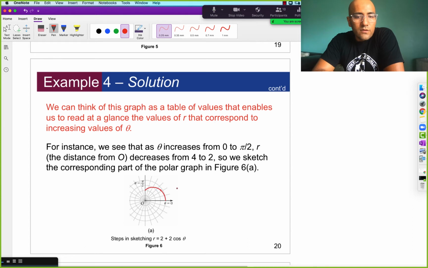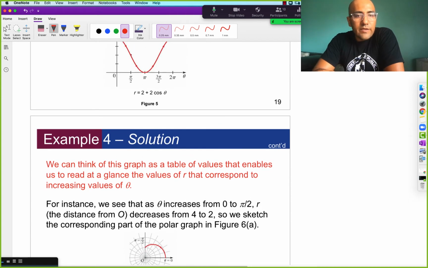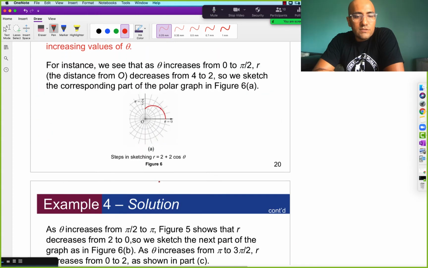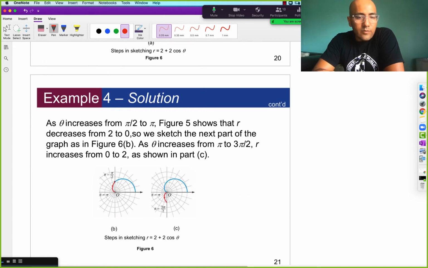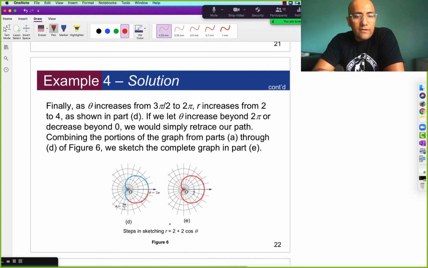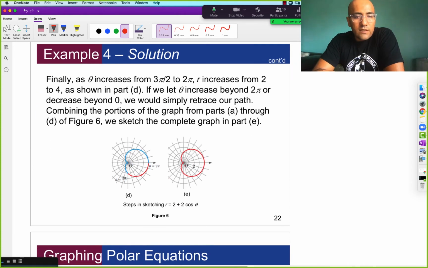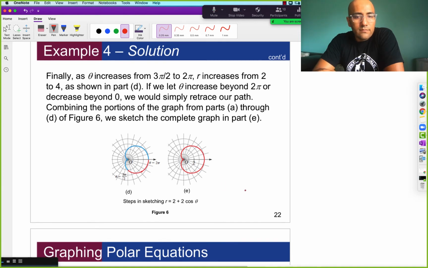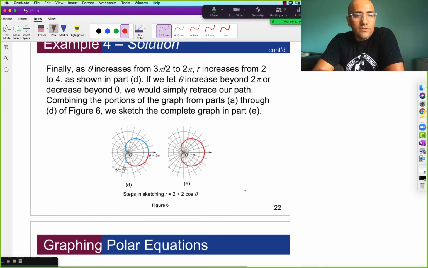Good. Okay, in quadrant 2, the angles range from pi over 2 to pi, and we can see from here that r goes from 2 down to 0. So you'll get this little part right here, from 2 down to 0. Same thing happened in quadrant 3. It ranged from 0 up through 2, and then from 2 all the way back out to 4. So ultimately, it looks a little like this. Similar to mine, only a little bit better. Any questions at all?